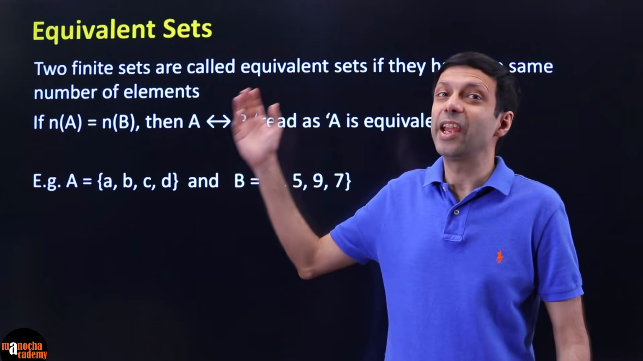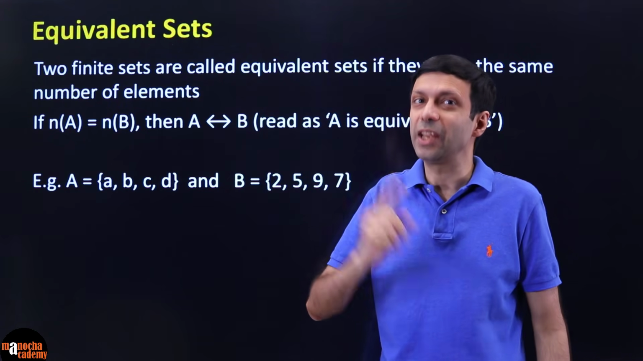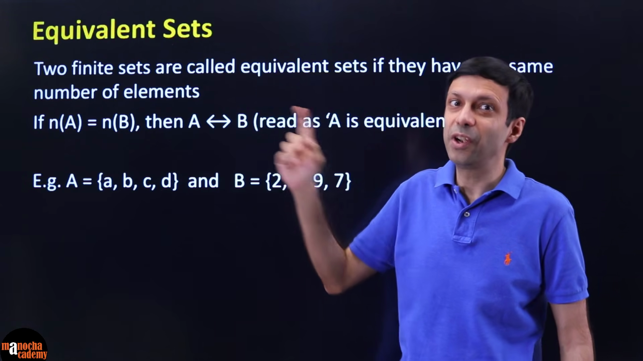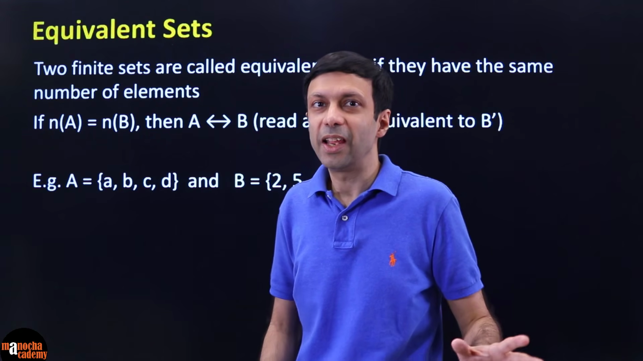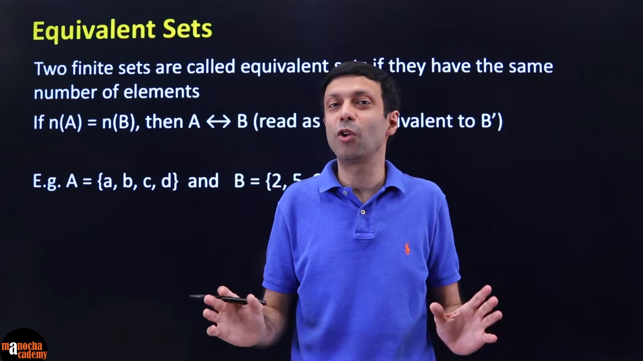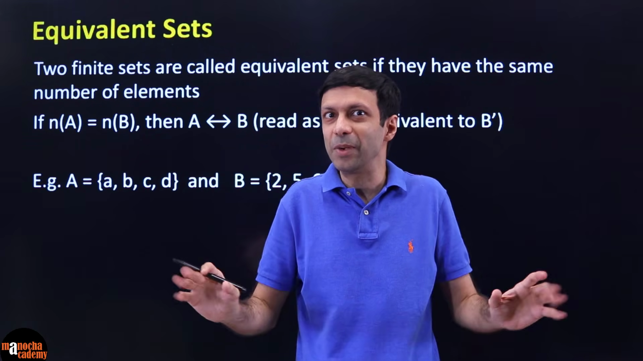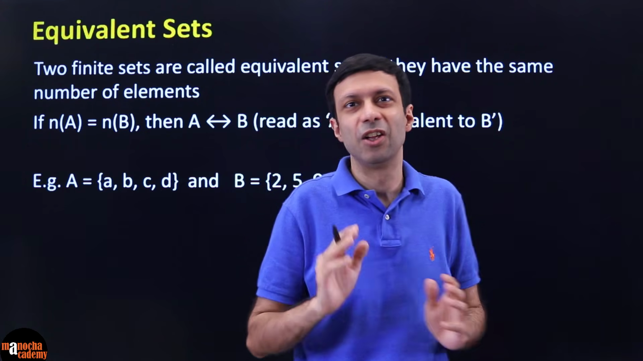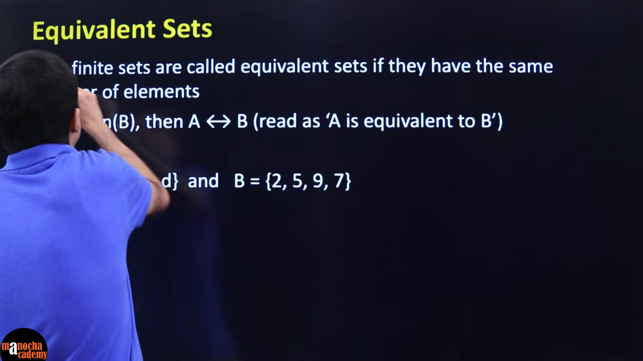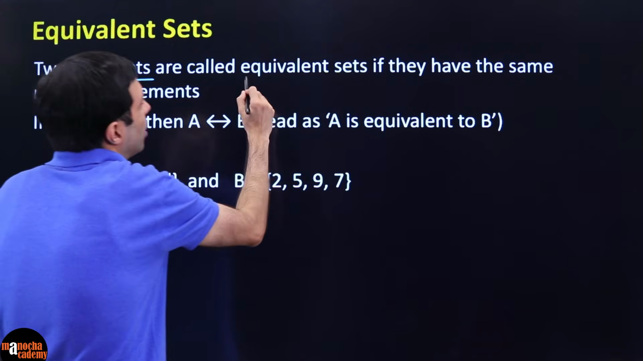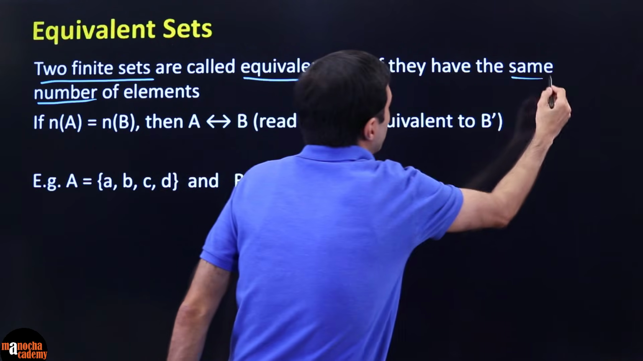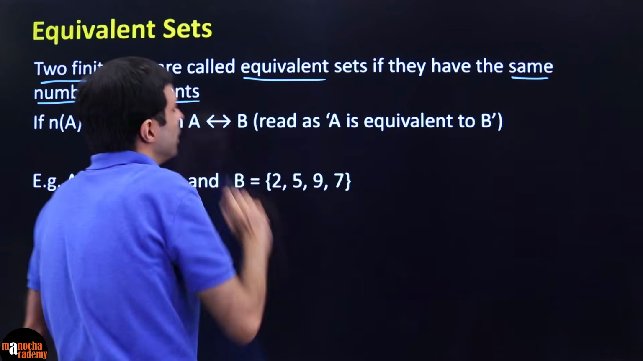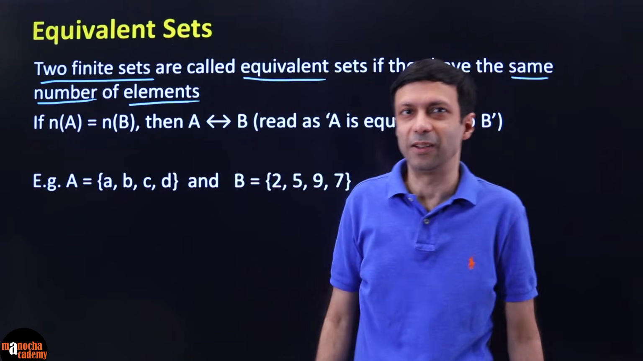Now let's look at equivalent sets. We talked about equal sets. This is slightly different. Equivalent sets. Two sets are said to be equivalent if they have the same number of elements in it. Not the same elements, the same number of elements. So let's look at the definition. Two finite sets are called equivalent sets if they have the same number of elements in it, as you can see here.